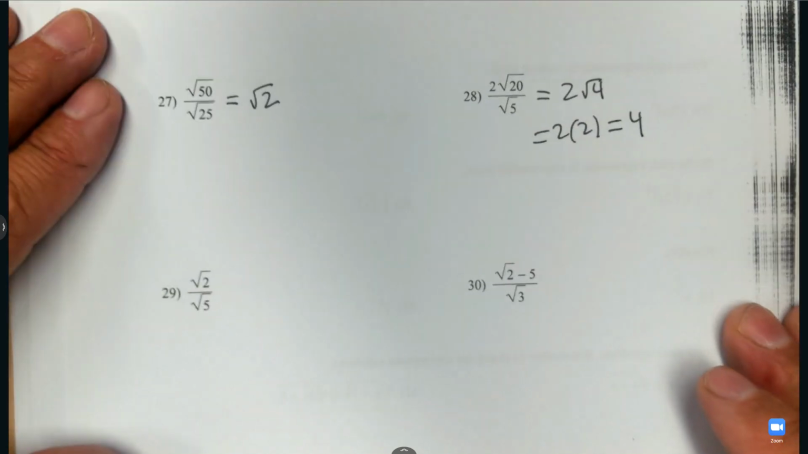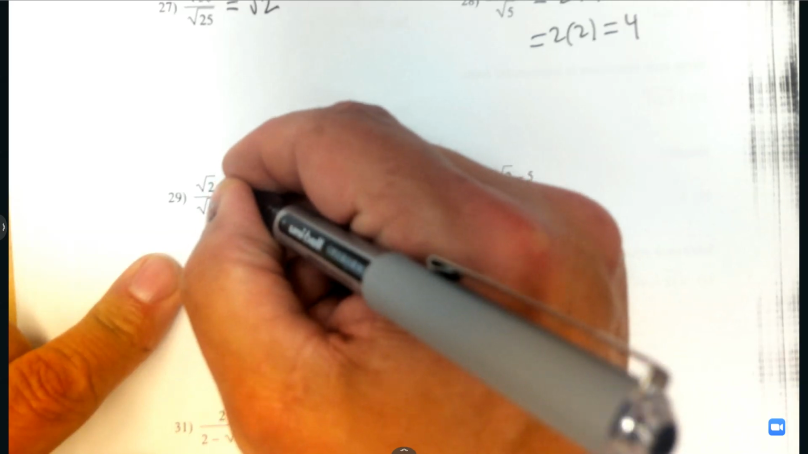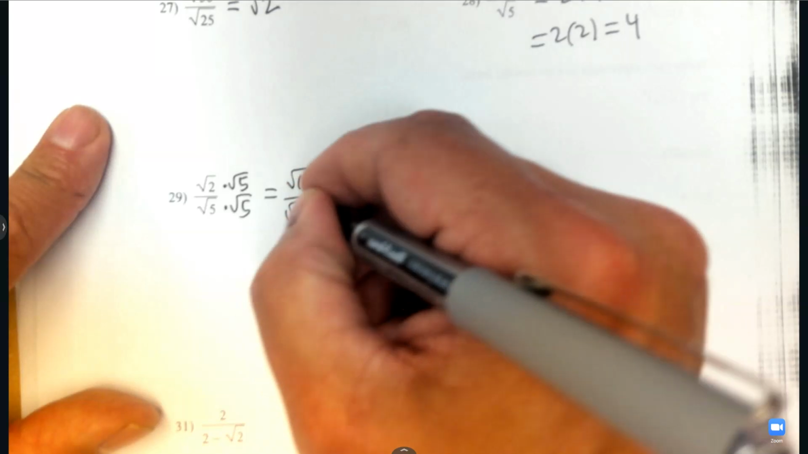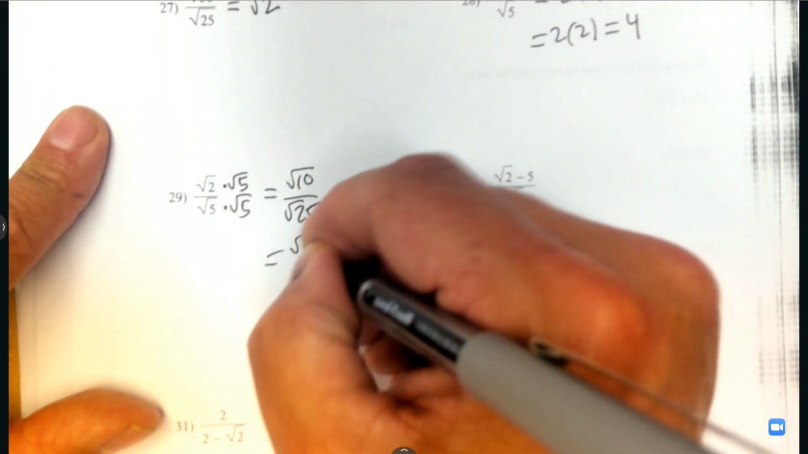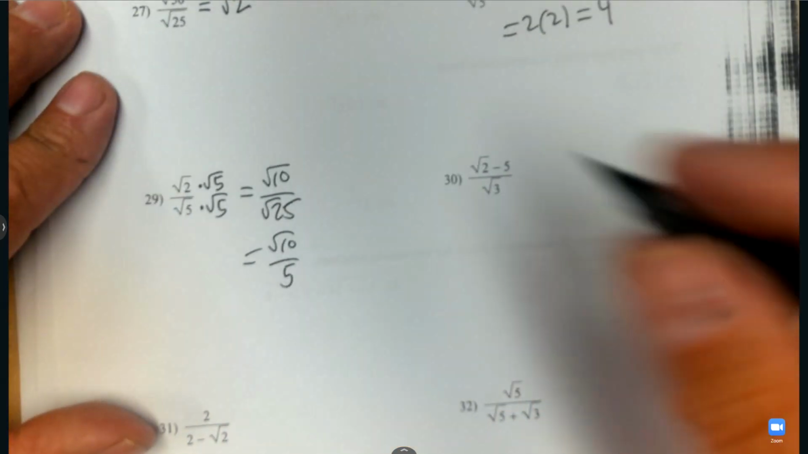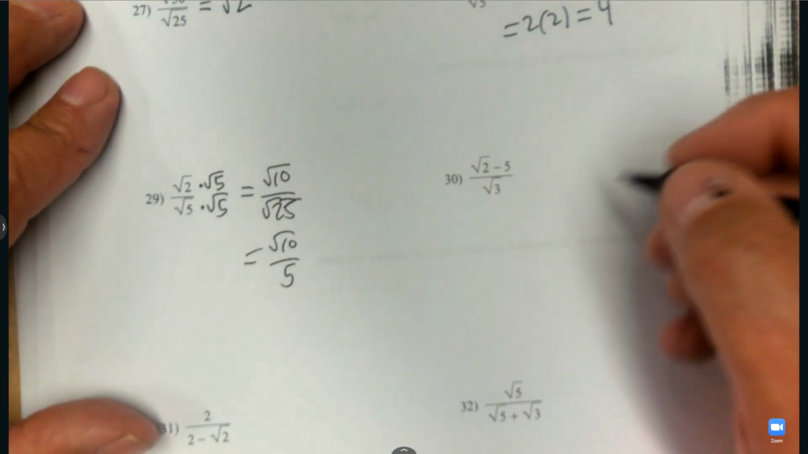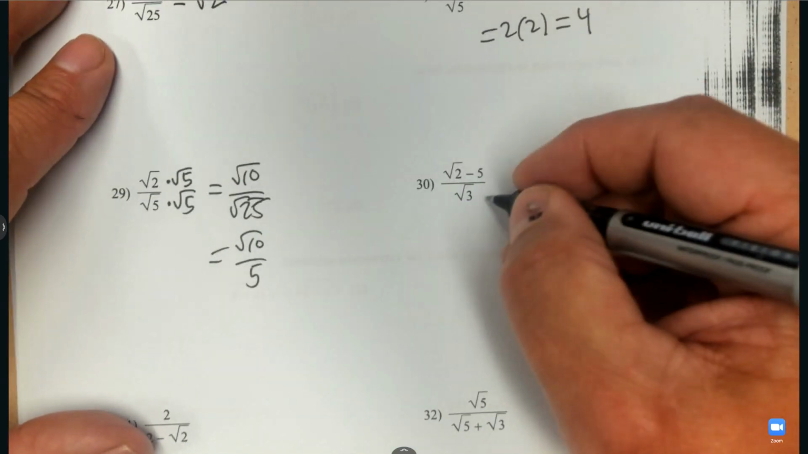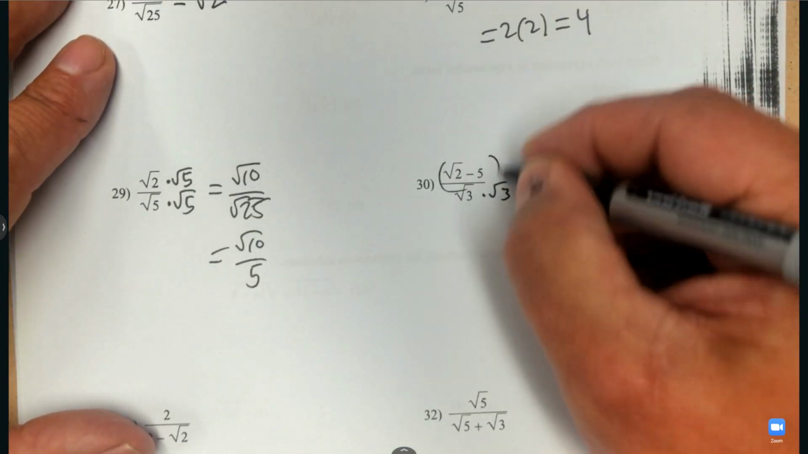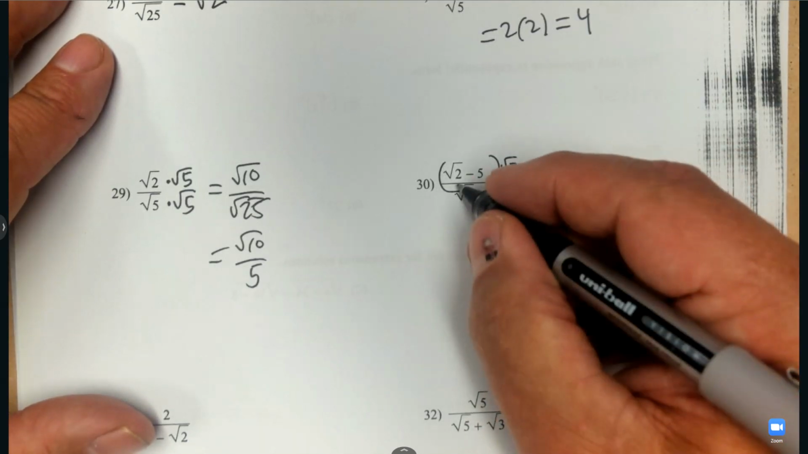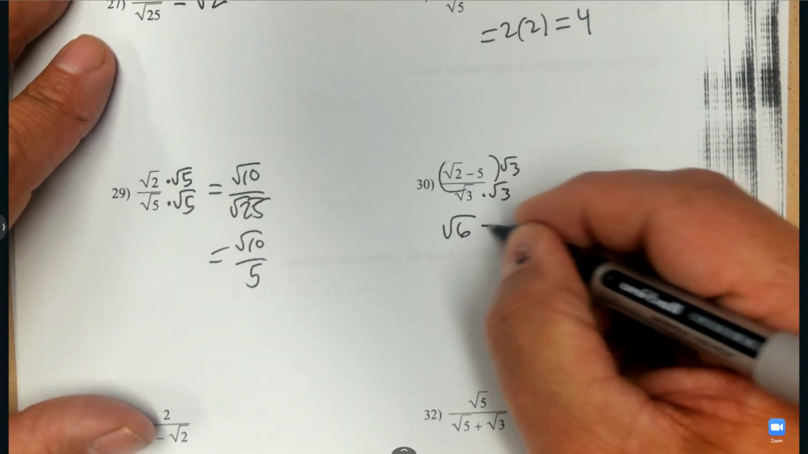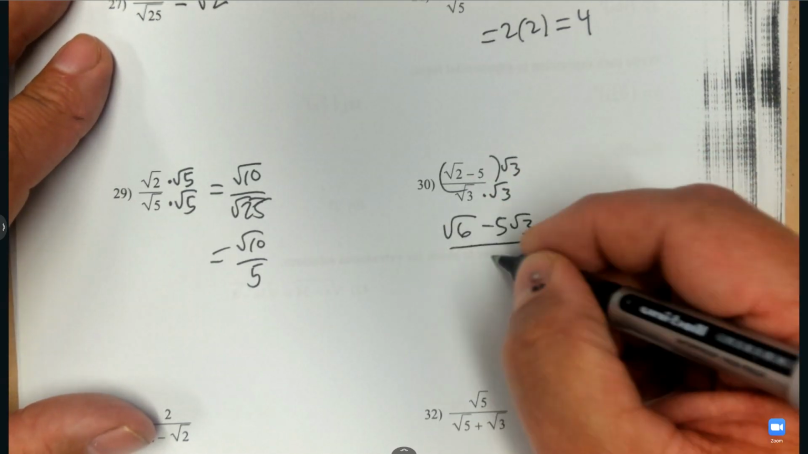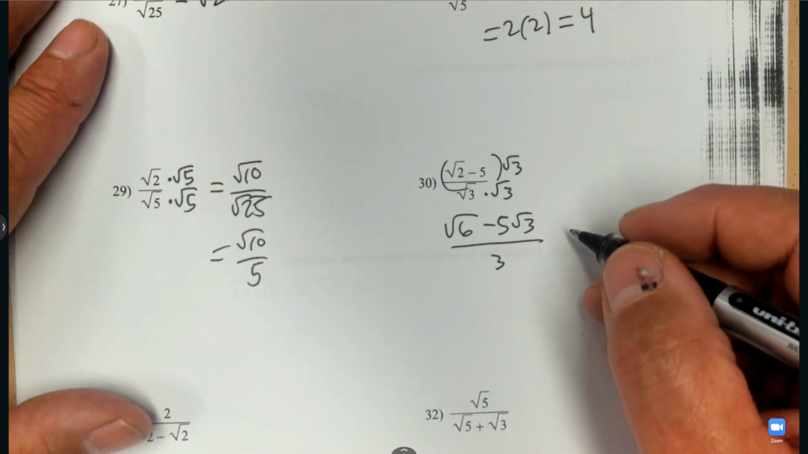We're just simplifying. If you can't divide it, then we take the irrational number in the denominator and multiply top and bottom times it to get our answer. So that's going to give me root 10 over 5. Again, I can't divide, so we're going to multiply by root 3, top and bottom. So that gives me root 2 times root 3 is root 6. 5 root 3. Root 3 times root 3 is 3. That's it.